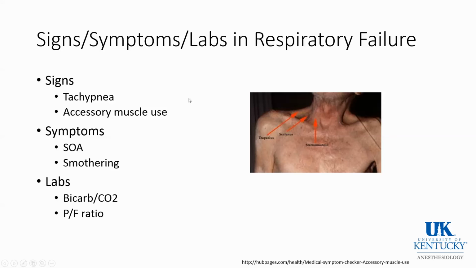As far as the respiratory failure is concerned, you have the signs, symptoms, and labs that are all important. So signs, you think of tachypnea, accessory muscle use. You can see here what some of the things that you'd look for on someone's physical exam with accessory muscle use and retractions. Symptoms, just subjective, shortness of air, smothering. And then with labs, you look at the bicarb, at the CO2, if you have a blood gas, and you look at the PF ratio for oxygenation. We'll talk more about that here.